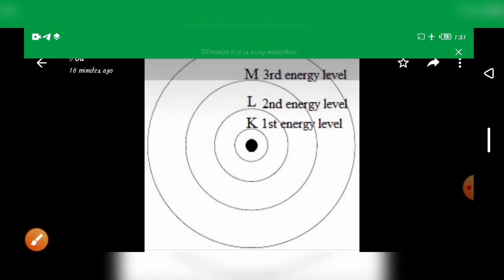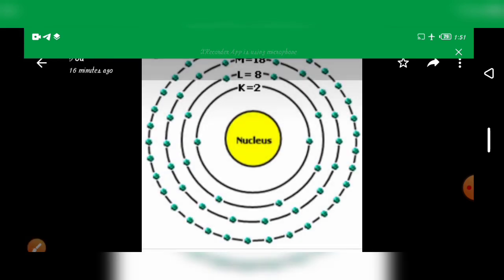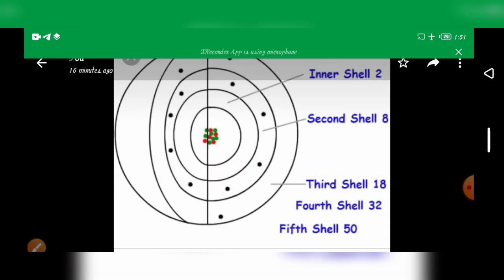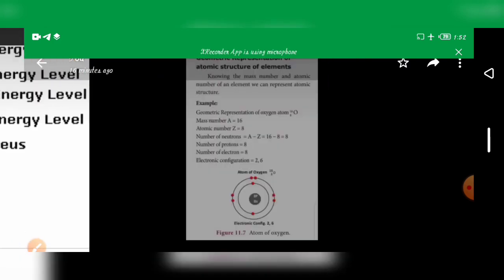Next, these are the energy levels: first energy level, second energy level, third energy level, K, L, M, N, like that. How will it be filling? Here is the nucleus. The K cell contains 2 electrons, then 8 electrons, 18 electrons, like that. The outermost cell always contains at most 8 electrons. Here also I have given the maximum number of electrons that must be filled. In your element, atomic number wise, you have to fill according to quantum theory. Here also the K cell, M cell, N cell are given.